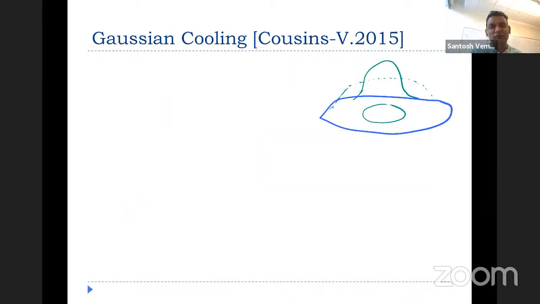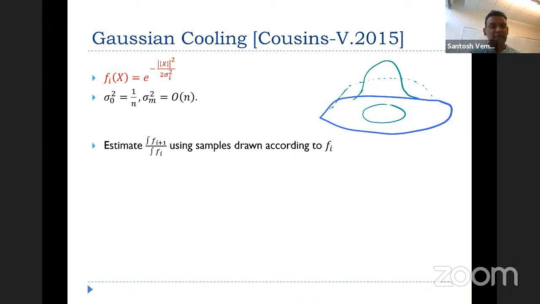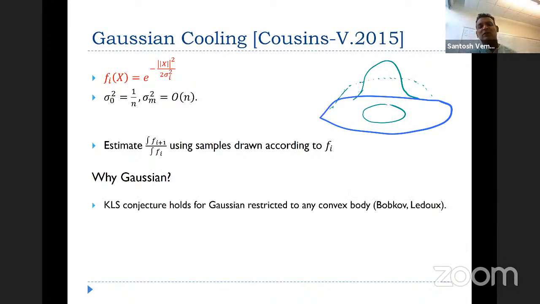So here we are. Now the next improvement came with Ben Cousins, who was a PhD student at the time. And there, a very simple change. We'll use the same algorithm, but let's use a sequence of Gaussians restricted to the body, rather than some log-concave function or exponentially decaying. Same algorithm. Why Gaussian? The reason is that the KLS conjecture already holds for Gaussian restricted to convex bodies. It's not hard to prove. We included a proof in the paper.